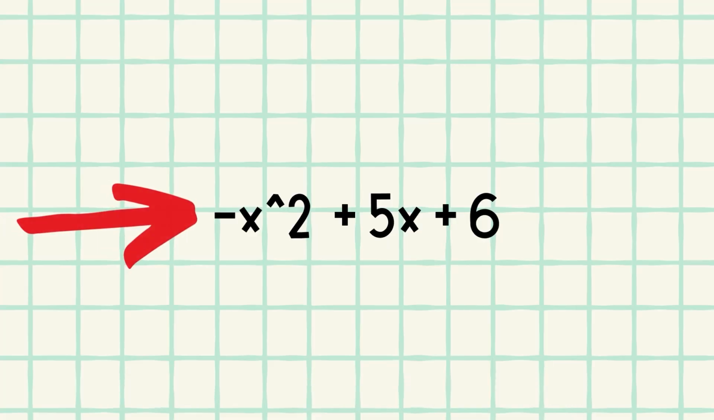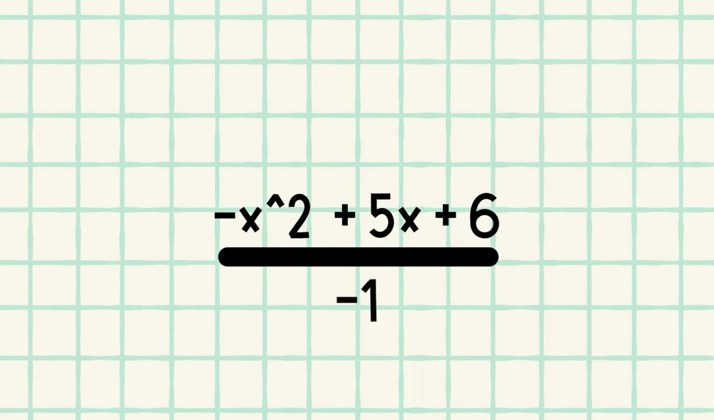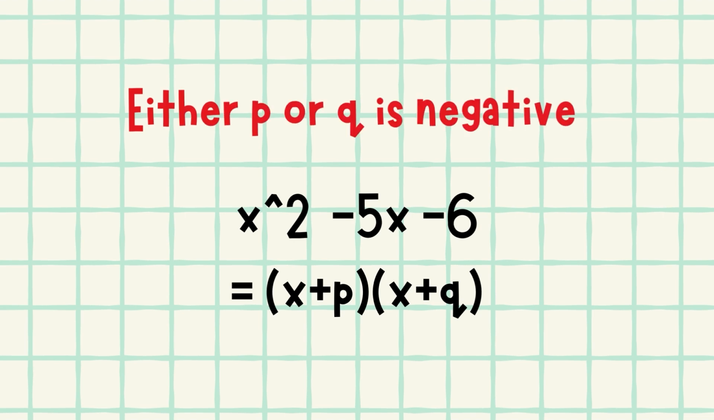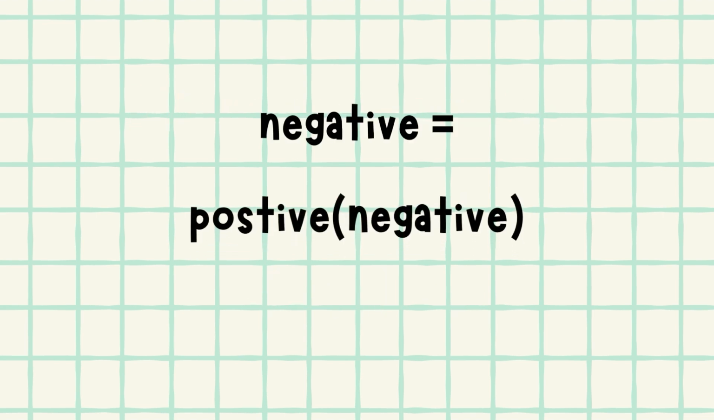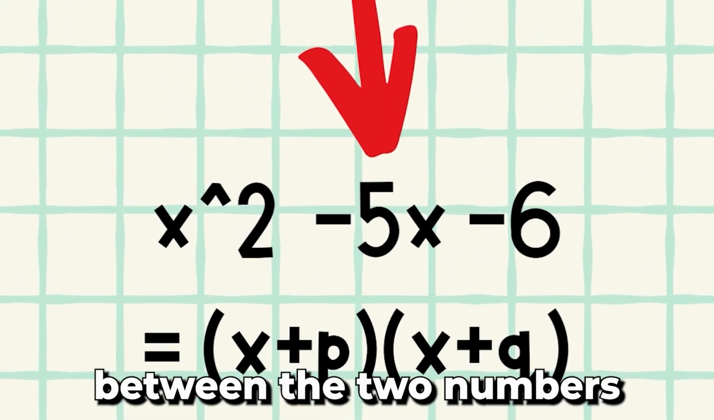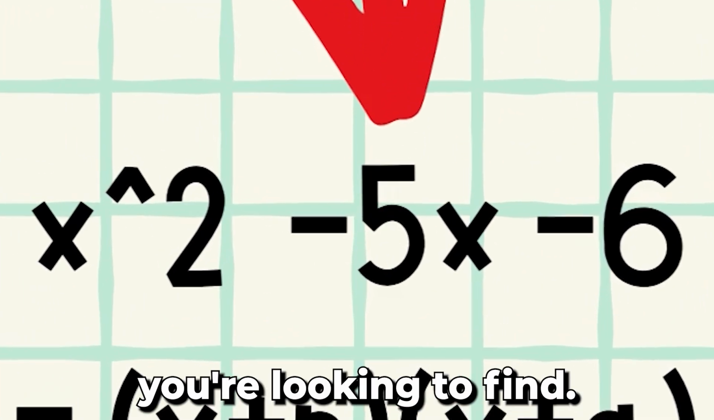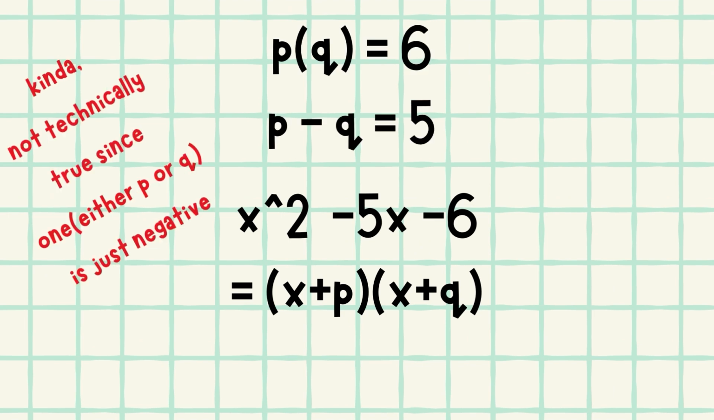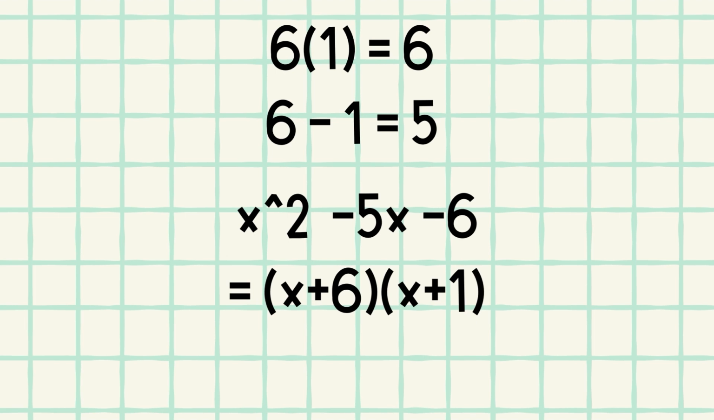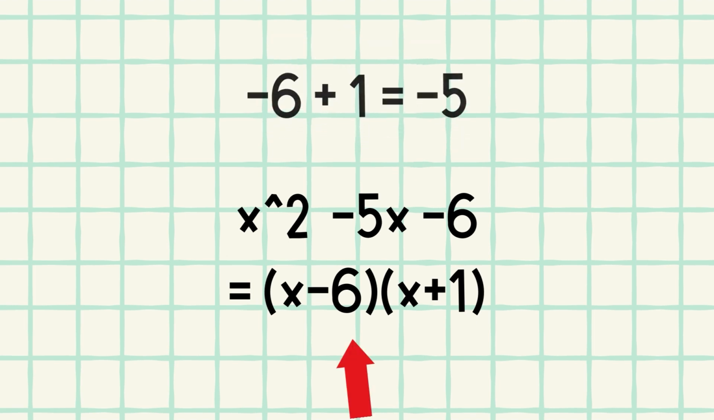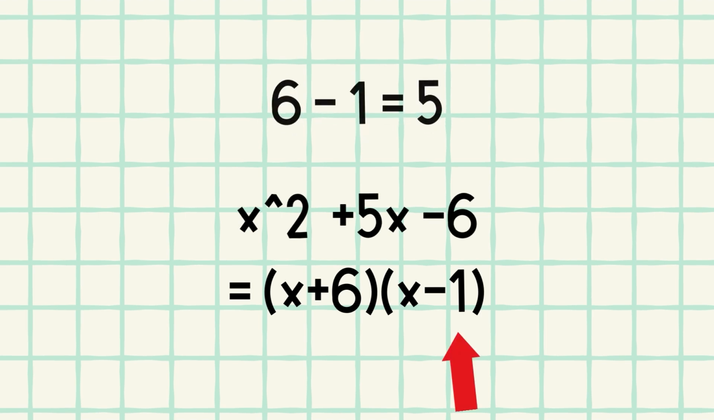If the x squared term is negative, divide the whole quadratic by -1 and work from there. If the constant term is negative, then we know one factor is negative and one isn't, since you only get a negative when you multiply a positive by a negative. The middle term is then the difference between the two numbers you're looking to find. Here we look for numbers that multiply to 6 and have a difference of 5. These are 6 and 1. Since the middle term is negative, we know that the larger number, 6, is negative. If 5 was positive, we would know that 1 is negative.